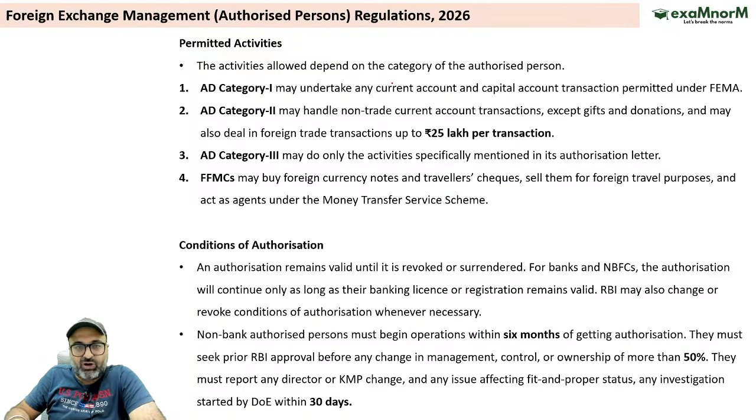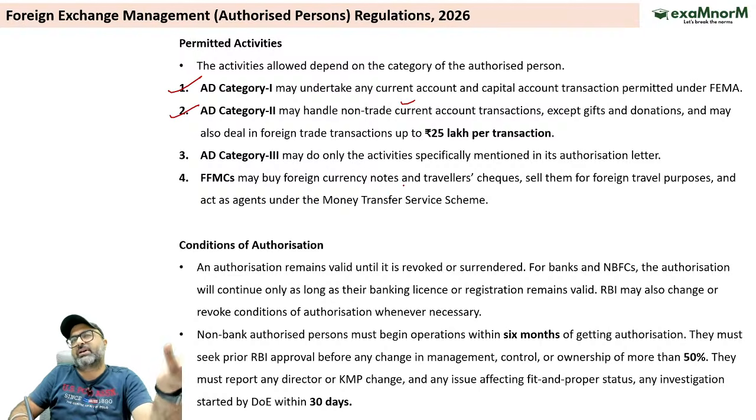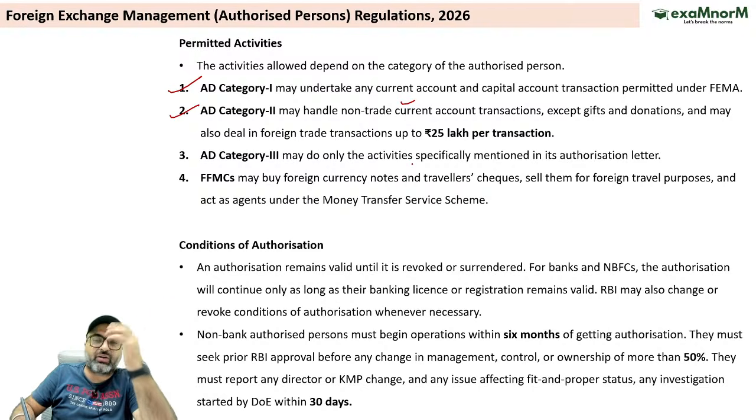Permitted activities I have already discussed. Authorized dealer category 1 allows current and capital account transactions. Authorized dealer category 2 allows non-trade current account transactions. Non-trade current account transaction का मतलब है, for example, my brother is staying in Australia and he's sending funds to us. That is a remittance. It's a current account transaction, but it is non-trade. That will be included. That means except gifts and donations, all other non-trade current account transactions will be performed.